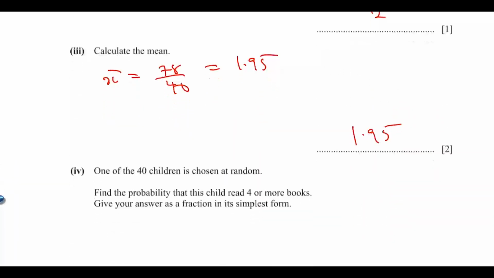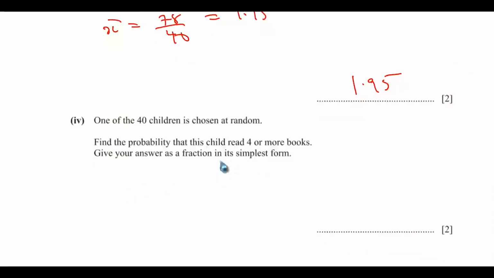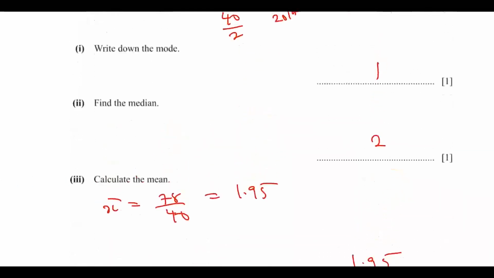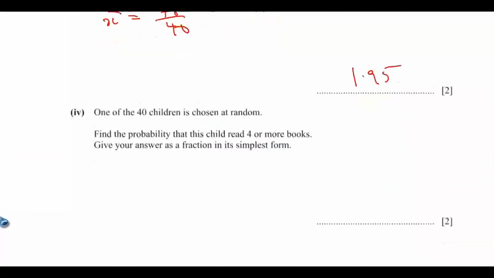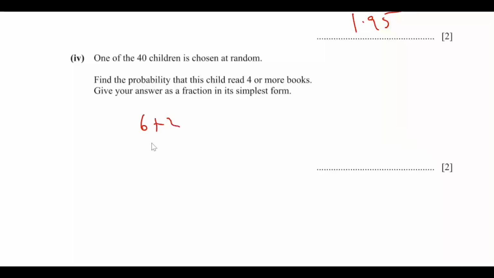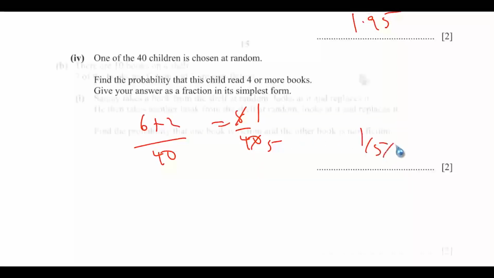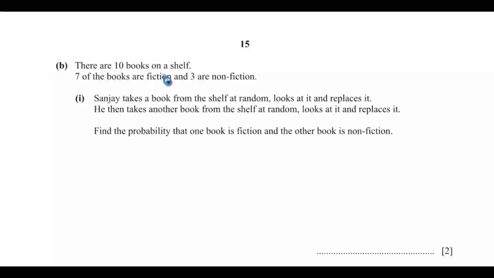Roman figure 4, one of the 40 children is chosen at random. Find the probability that this child read 4 or more books. Give your answer as a fraction in its simplest form. If you say 4 or more books, that means we have this one here, that is 6 and 2. We add them together, divided by the total. So that means we have 6 plus 2 over 40. So that will be 8 over 40. 8 into 8 once, 8 into 40 five times. 1 over 5.